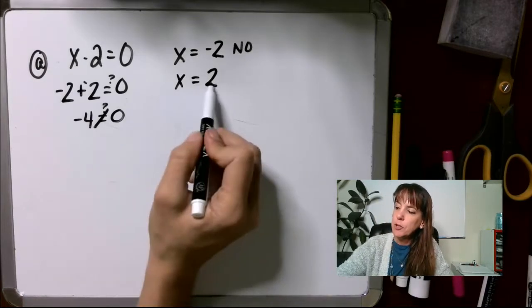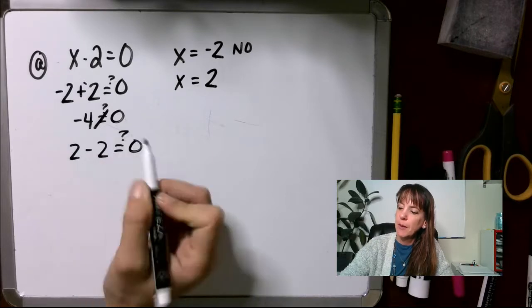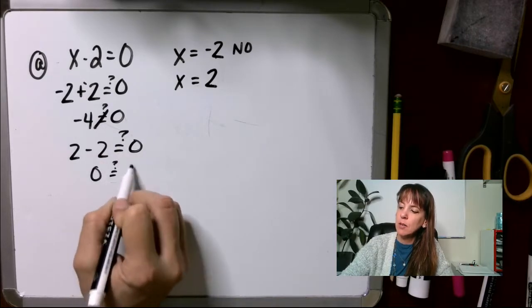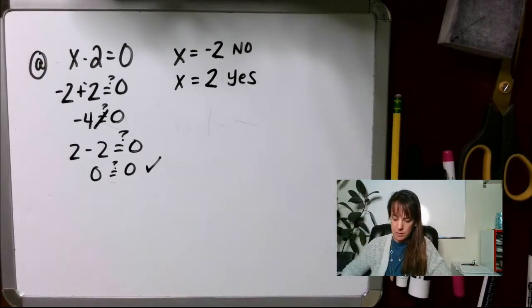Now we're going to do 2 minus 2. So 2 minus 2 equals 0. 0 equals 0. Yes, so this is a solution. Yes, that would be a solution.